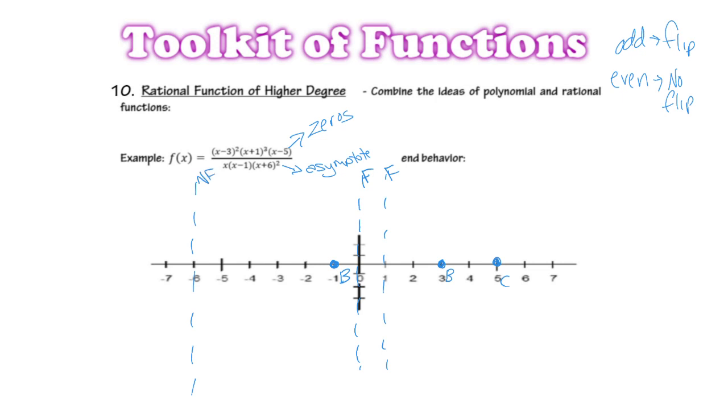Okay, now let's talk about end behavior. This is a little bit different. You're still going to count up your x's, but you do it separately in your numerator and your denominator. So in my numerator, I've got 2 plus another 2 plus another 1. That's an x to the 5th.